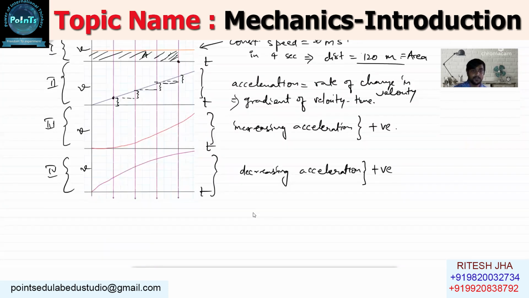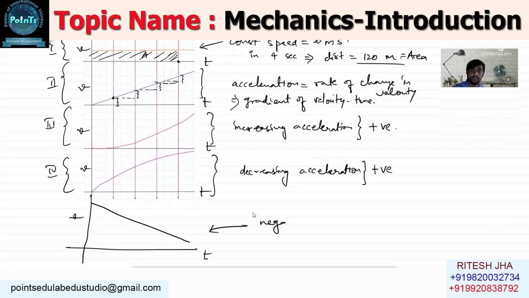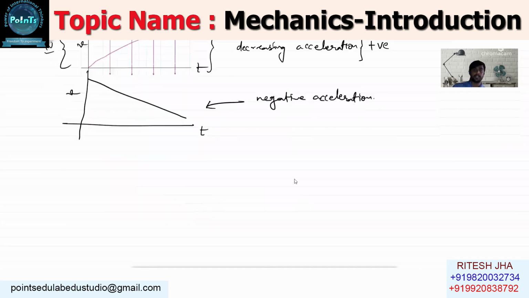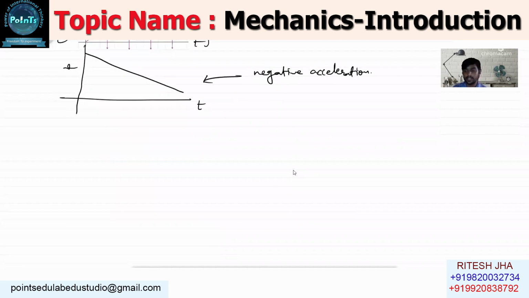When I'm drawing here a velocity time graph, if I'm drawing something like this, here it is having the negative acceleration. You're getting it, right? All right. So now we know one thing, that the acceleration can be obtained with the velocity versus time graph by calculating the gradient. So let's understand this thing properly.